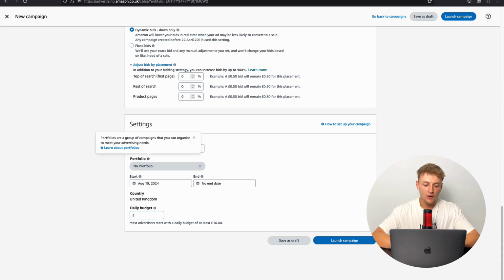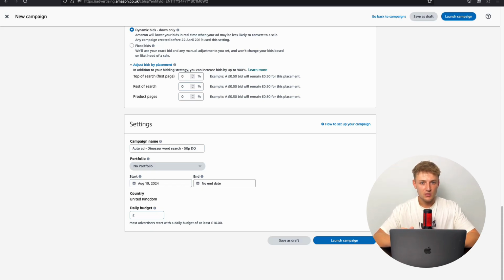You then have your portfolio, so you can add specific portfolios for your books depending on how you want to organize them. But again, this is a little bit more important once you start creating a lot more of those campaigns. You then have your start and end date. I always just leave these as they are, because ideally you want to start your campaign as soon as you possibly can. If you want to start it at a certain date, then you can go ahead and choose that.